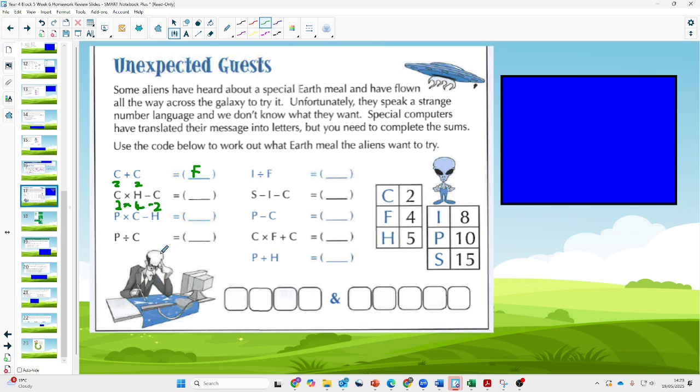So let's just... Oh, sorry, no, I've done that incorrectly. That was my fault. I didn't look carefully enough. But we've got 2. H is a 5. Sorry, take away 2. There we go. That makes more sense. That gives us an 8, which gives us I.